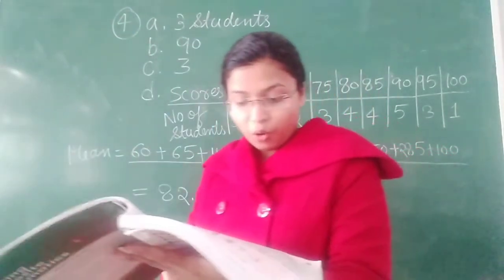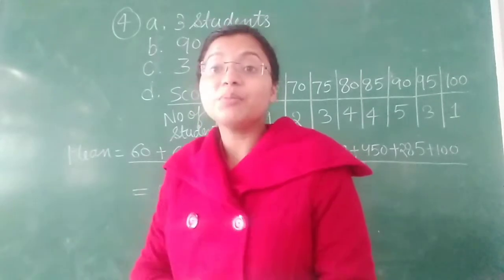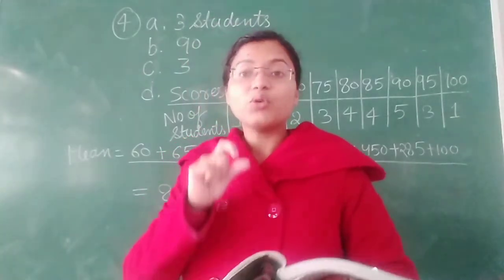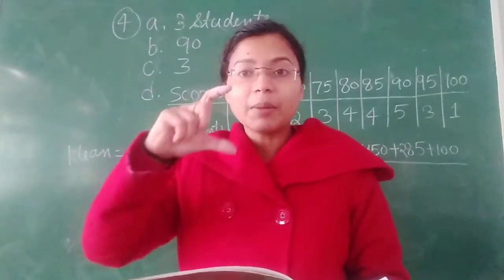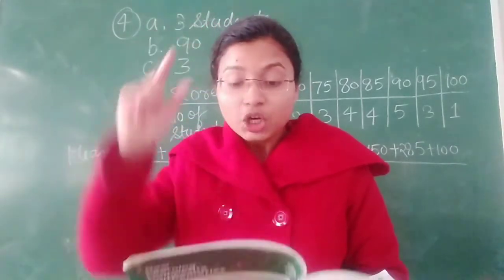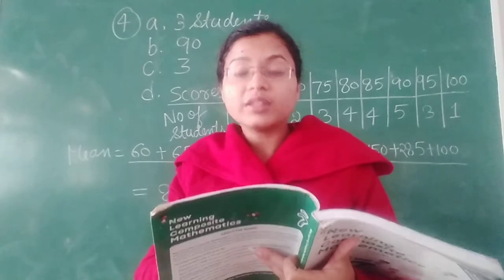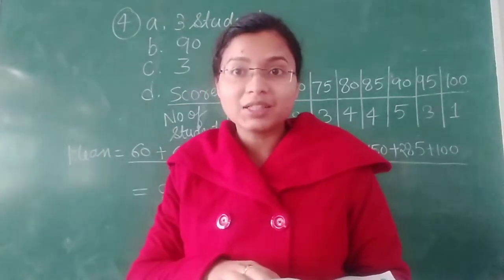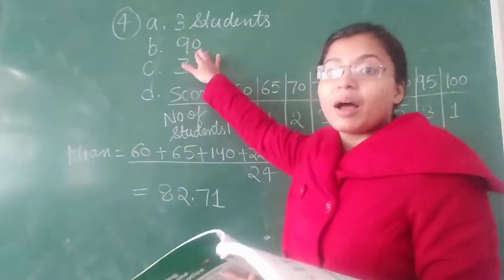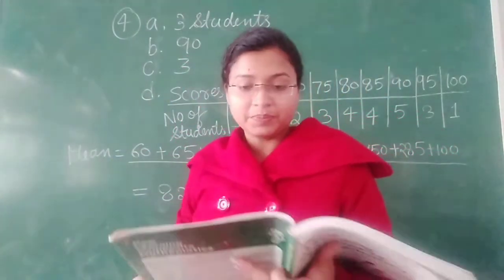Next is, what score was made by the most students? It means you have to check for which marks the bar graph is highest. You will see that for 90 marks the number of students is 5, which is the maximum. So 90 marks will be the maximum.